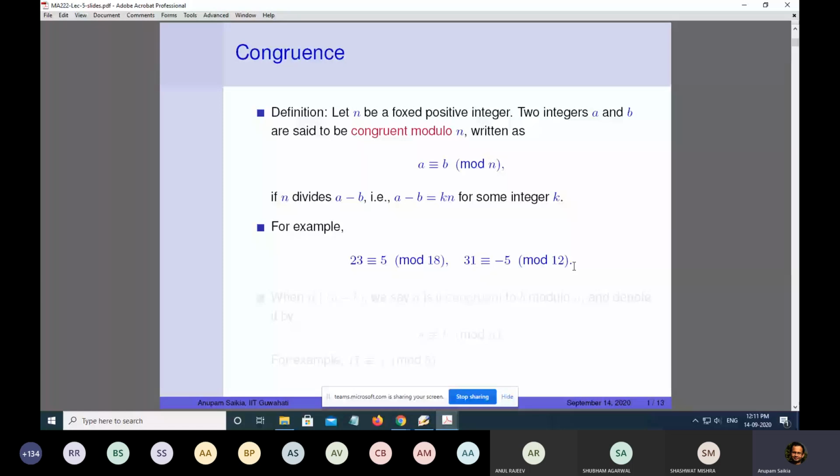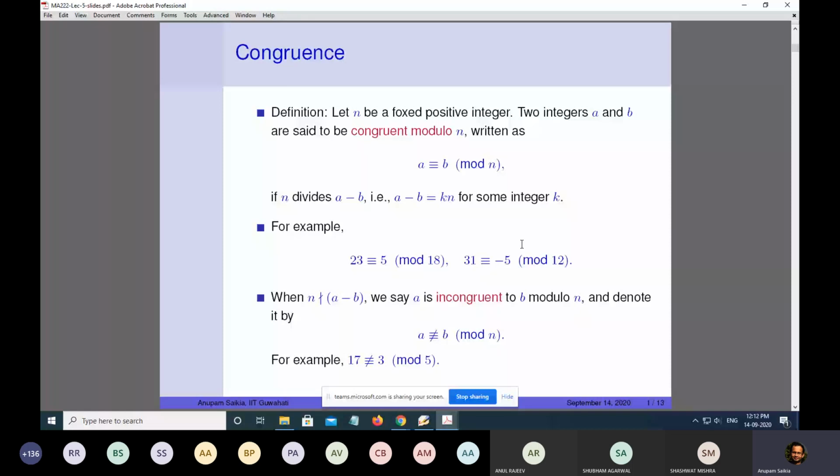And of course, when n does not divide, we say that a is incongruent to b modulo n, and we write it like this: a is not congruent to b mod n. For example, 17 minus 3 is not divisible by 5, so we say that 17 is not congruent to 3 mod 5. That is the definition. Two integers a and b are congruent if their difference is divisible by some fixed positive integer n. So let's see what it gives.